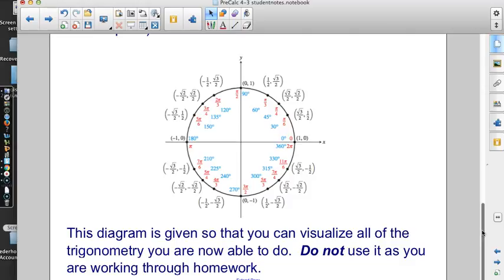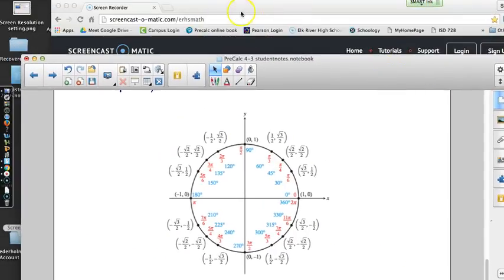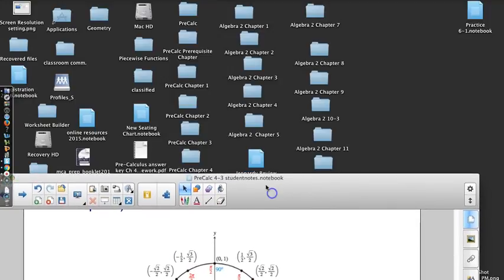And while I get mine loaded up on the computer here, on the back of this page, I want you to generate your 2 special right triangles, your 30, 60, 90, and your 45, 45, 90. Get all those sides on there, get your angles labeled, all that good stuff.